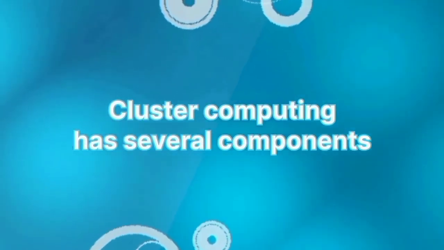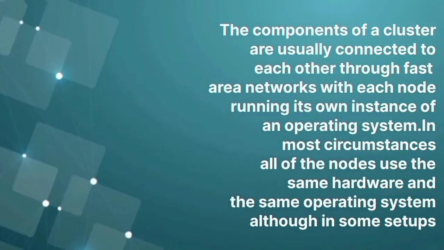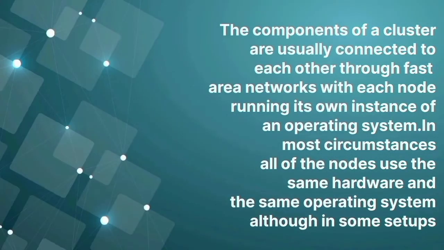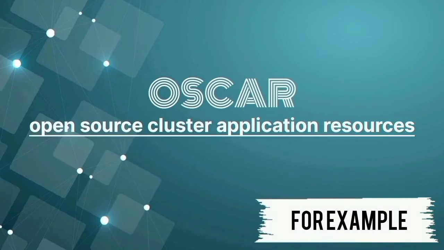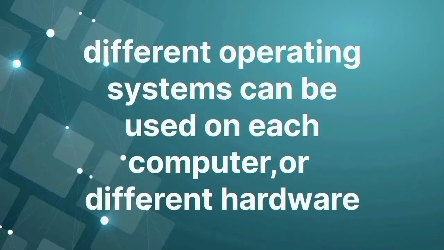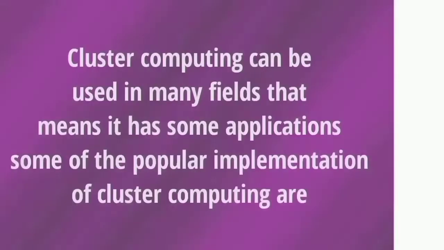Cluster computing has several components. The components of clusters are usually connected to each other through a fast area network, with each node running its own instance of an operating system. In most circumstances, all of the nodes use the same hardware and the same operating system, although in some setups, different operating systems can be used on each computer, or different hardware. The best example for cluster computing is OSCAR, Open Source Cluster Application Resources.